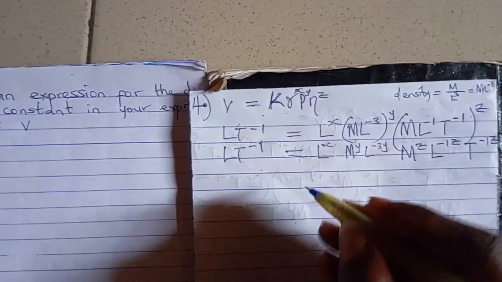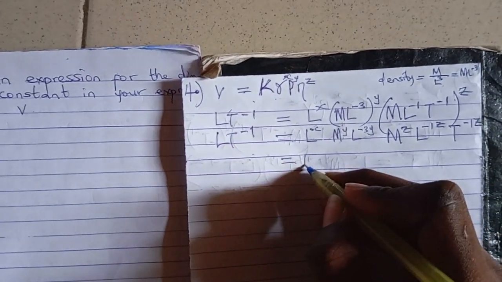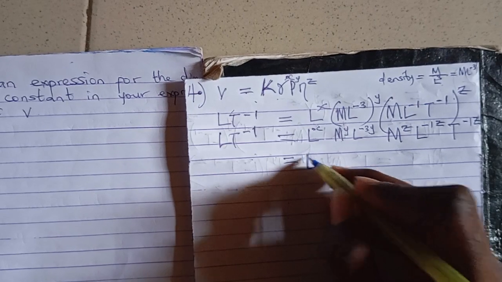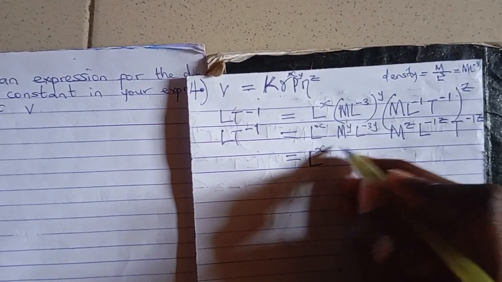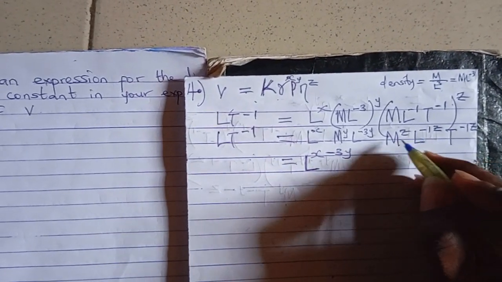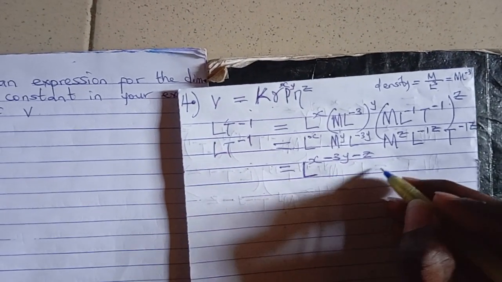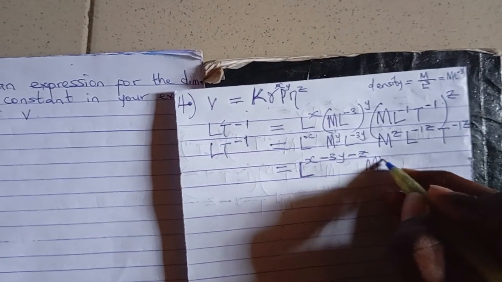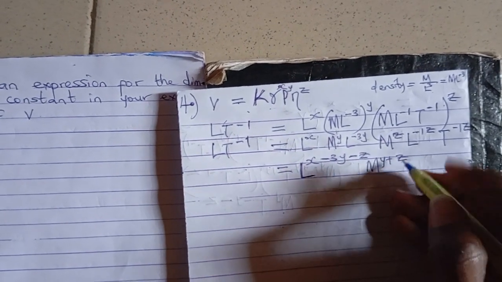At this junction, we'll do the multiplication law. On the right hand side, we'll collect all the L. Product law in indices: we add the powers. x, then minus 3y, then minus 1 times z is minus z. Then for M, the powers are y and z, so y plus z.